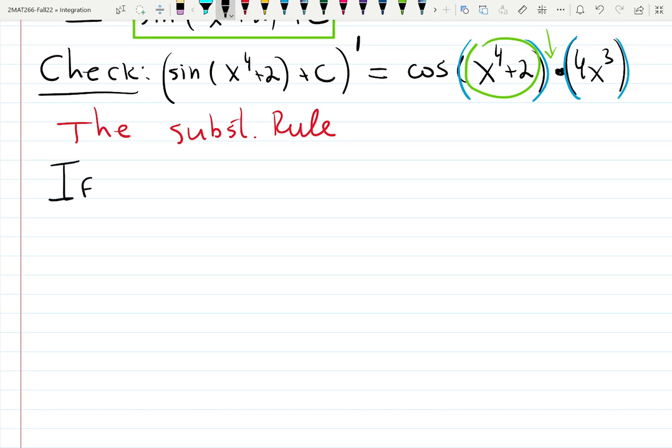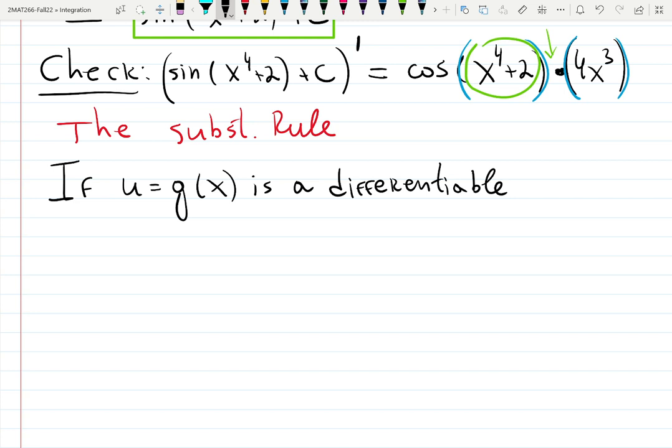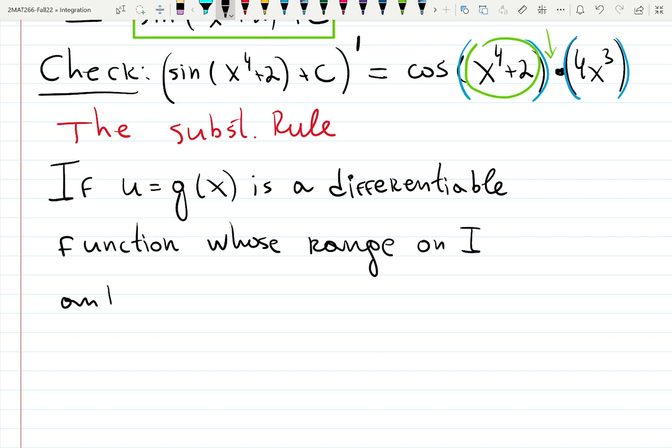If there is a function g of x, we're gonna call it u, and this function is differentiable. What does it mean to be differentiable? You can take the derivative. Exactly, thank you. Differentiable. It's a long word. A differentiable function whose range is on some interval I. Range are outputs, if you remember. And f is continuous. Continuous means no holes, no jumps, no asymptotes, also on I.